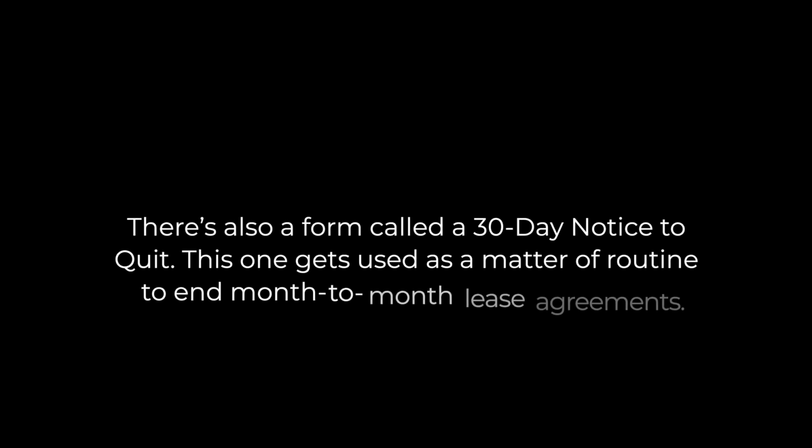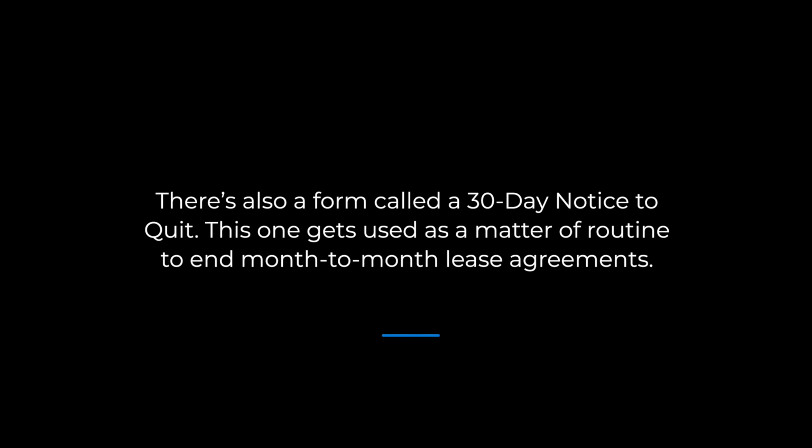There's also a form called a 30-day notice to quit, which gets used to terminate a month-to-month tenancy where there has been no violation to the lease agreement. If the tenant fails to respond to a notice to quit either by resolving the matter identified or moving out, then the landlord can file an eviction action. In New Mexico, this is more commonly known as a forcible entry or unlawful detainer action.